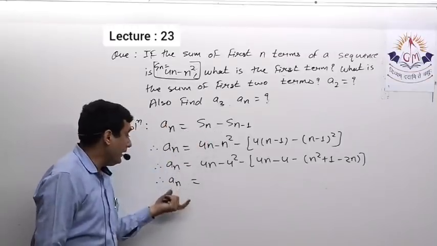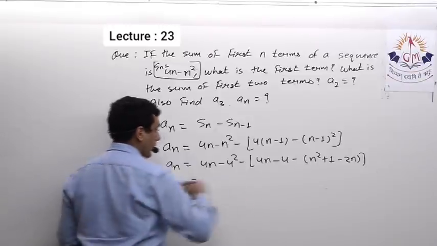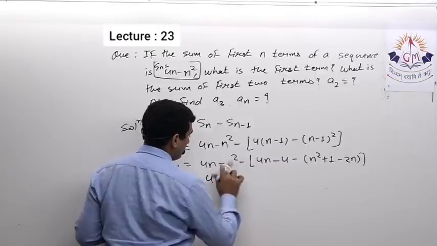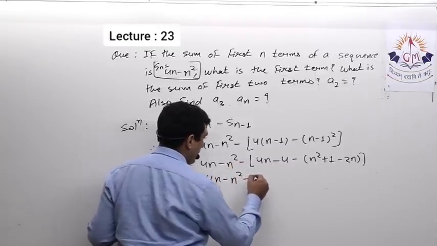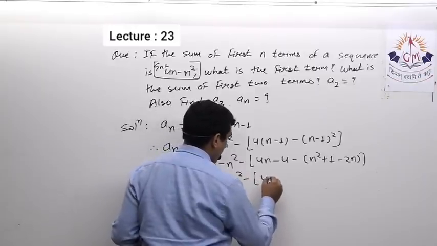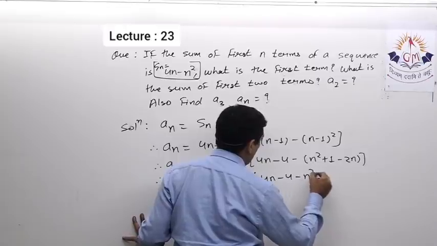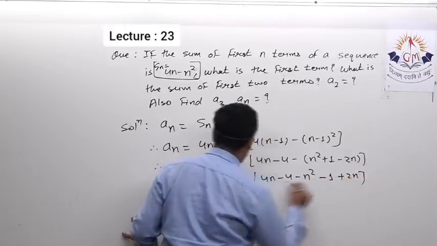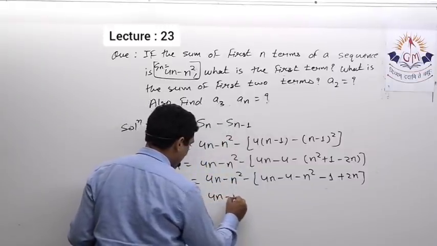Although we already know this represents an AP, suppose we have no idea, then how will we get the idea? a(n) must be a linear expression. So by solving this, we must get this expression as a linear expression. So minus 4n minus 4 minus n square, 2n. So a(n) is equal to 4n minus n square.